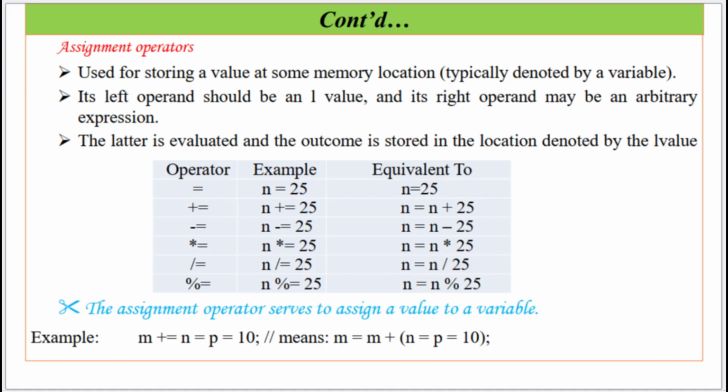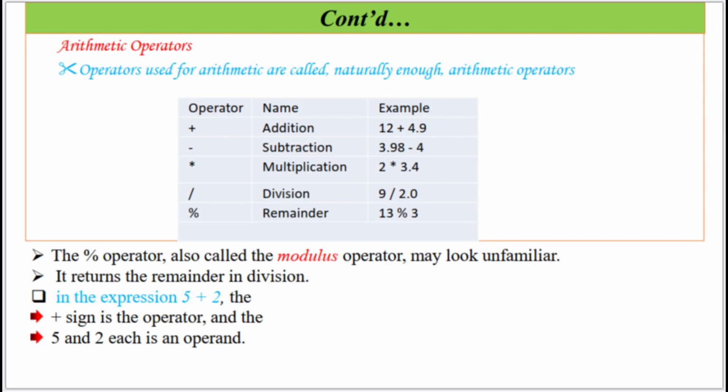The assignment operator serves to assign a value to a variable. Example: m += n = p = 10 means m = m + n = p = 10. Arithmetic operators. Operators set for arithmetic are called, naturally enough, arithmetic operators.